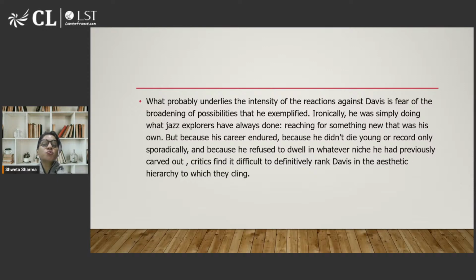And because he refused to dwell in whatever niche he had previously carved out, critics find it difficult to definitively rank Davis in the aesthetic hierarchy to which they cling. So they always criticized his work. They always criticized him for not being able to meet their expectations. So that way, somewhere, he was always criticized for his work.